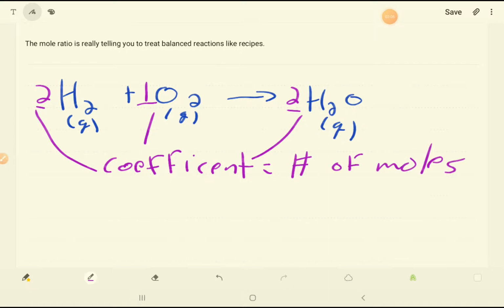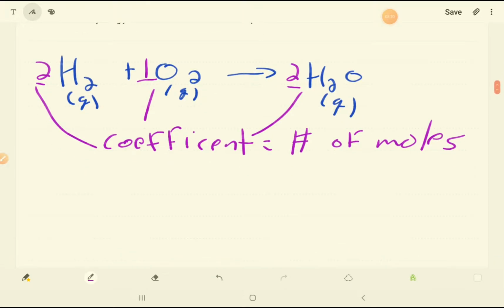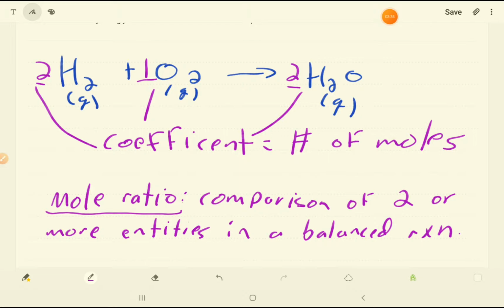And so when we read this chemical reaction, what we're really saying is that 2 moles of hydrogen is required per 1 mole of oxygen in order to produce 2 moles of water. And so the coefficients now mean the number of moles. Now, what the mole ratio does is compare 2 entities in a balanced chemical reaction. So it's a comparison of 2 or more entities in a balanced reaction, and in order to compare, we're going to use these coefficients right over here.